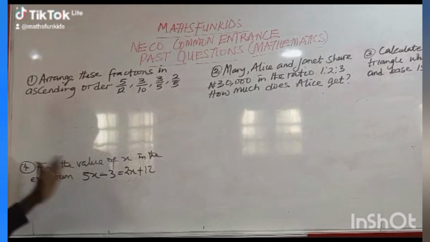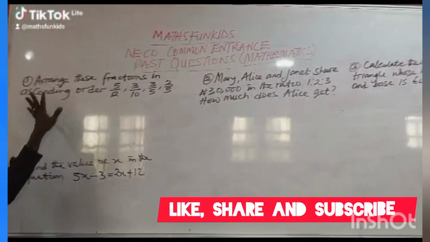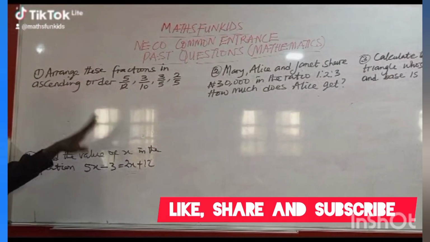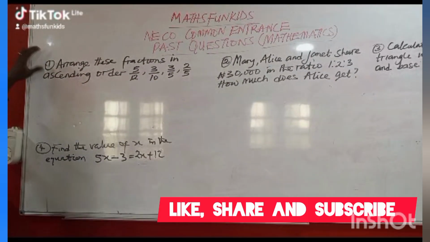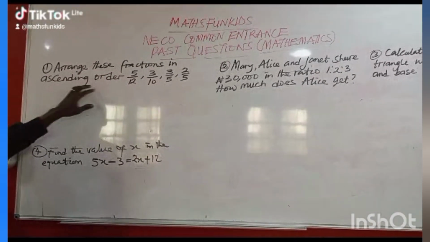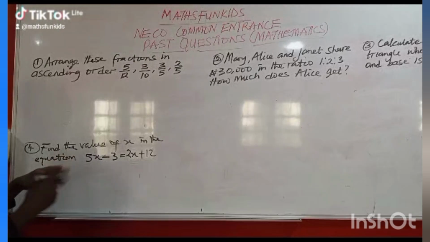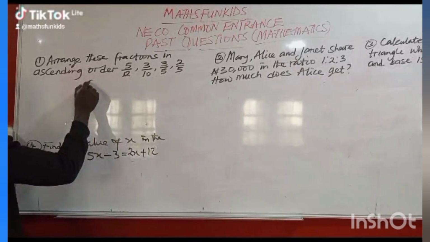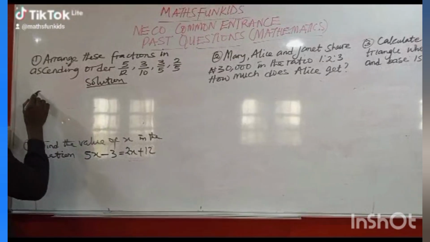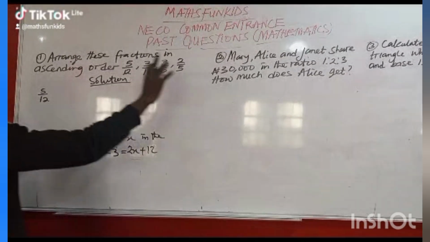Today we'll be looking at all the questions before us, and all these questions are from the NECO mathematics past questions. Question number 1 says, arrange the fractions in ascending order. What they mean by ascending order is from the smallest to the biggest. So the first fraction here is 5/12. What I love doing is divide everything.